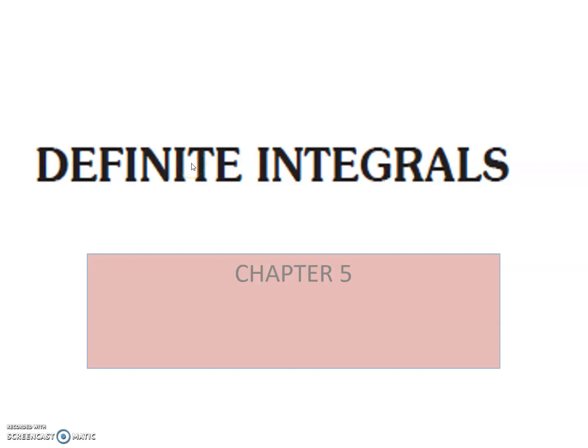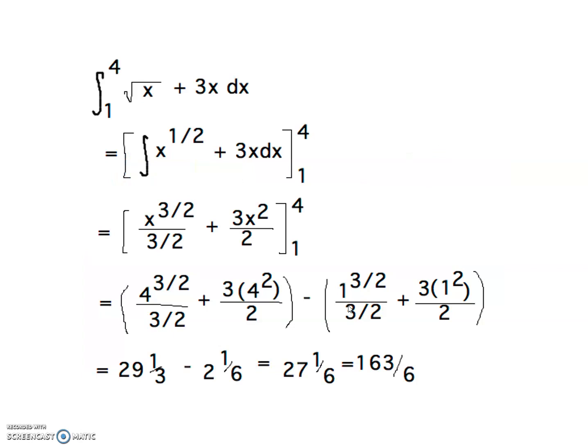Our chapter is Definite Integral, chapter number 5. Integration, lower limit 1, upper limit 4, root x plus 3x dx. We know that root of x can be written as x raised to 1 upon 2, plus 3x dx. So, for integration of such a thing, we have to take the separate integration.